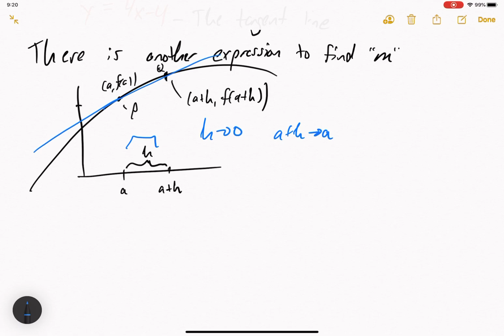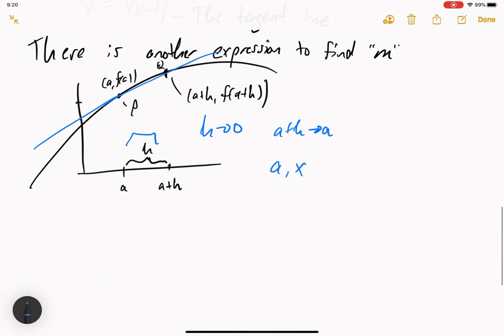So basically what this means is that instead of just doing A and X, and as X goes to A, we can do A and A plus H. So we don't need to say an arbitrary point, we can just say a point that's H distance away. And I should clarify, just in case it wasn't clear, that this curve is f of x.